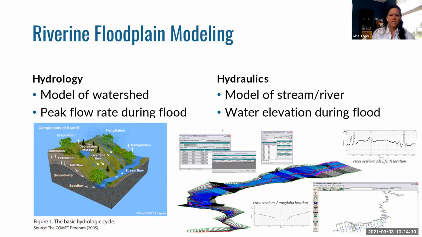The first is hydrology, which involves different ways of modeling a watershed to figure out what the flow rate would be in the stream or river, what the peak flow rate would be during a 100-year storm. There are a number of different ways of doing it, but the outcome is that flow rate, or sometimes a hydrograph, which shows how the flow rate changes over time in the stream. The results of that are then used in a hydraulic model, which models the physical characteristics of a stream or river and is used to figure out what the water elevation is during a flood.